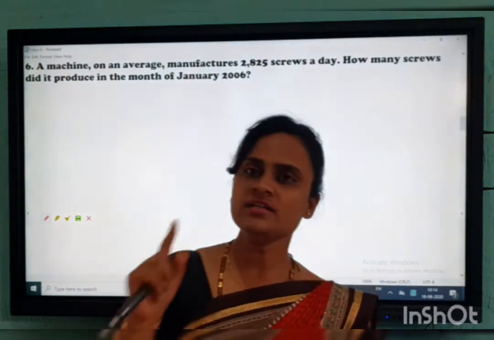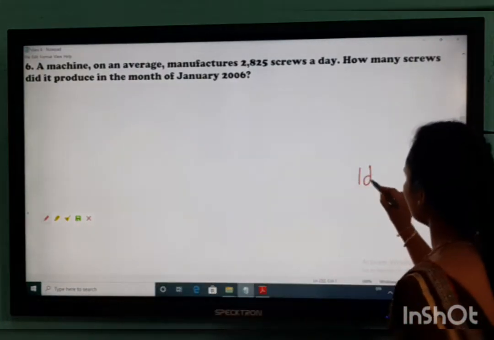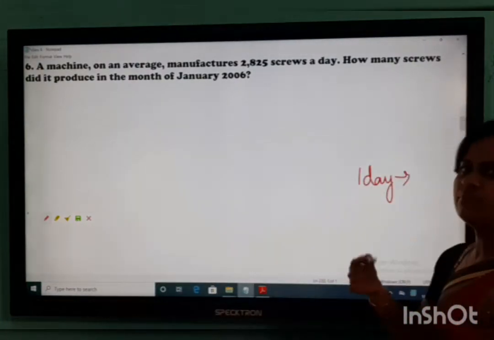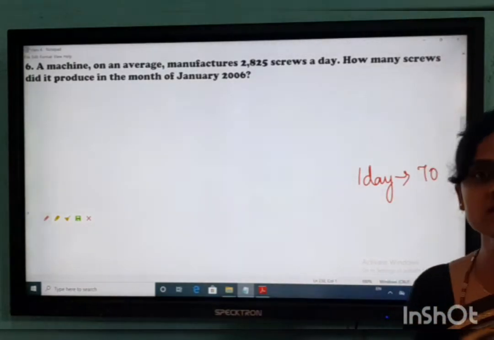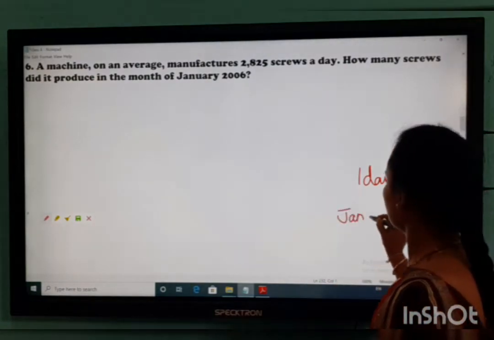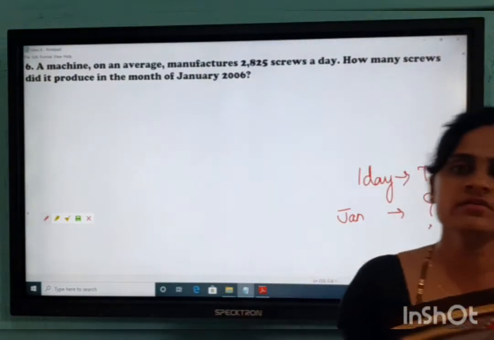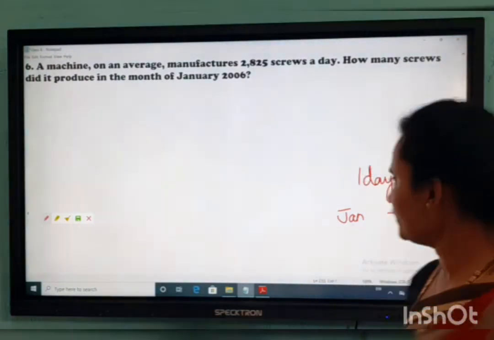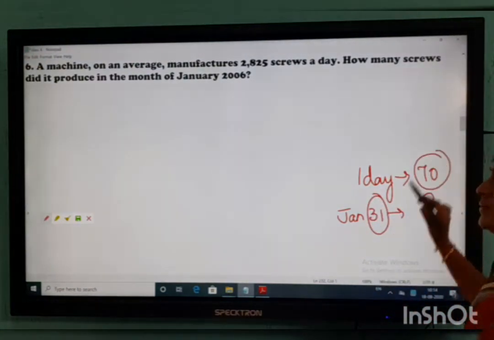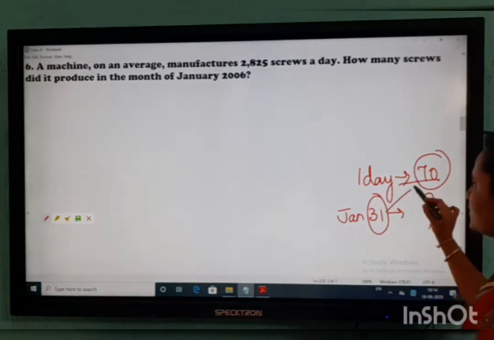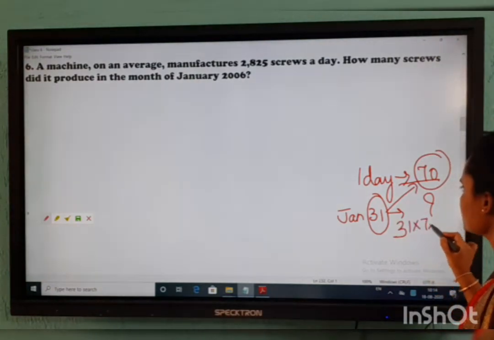So the question is, in a day some number of screws are manufactured. See here, in one day some number of screws is manufactured. I will take, like, 70 screws. They are asking you in January how many screws will be manufactured. In January how many days will be there, children? In January 31 days will be there. So in 31 days how many screws will be produced? In one day 70, so in 31 days what should you do? You should multiply 31 into 70.